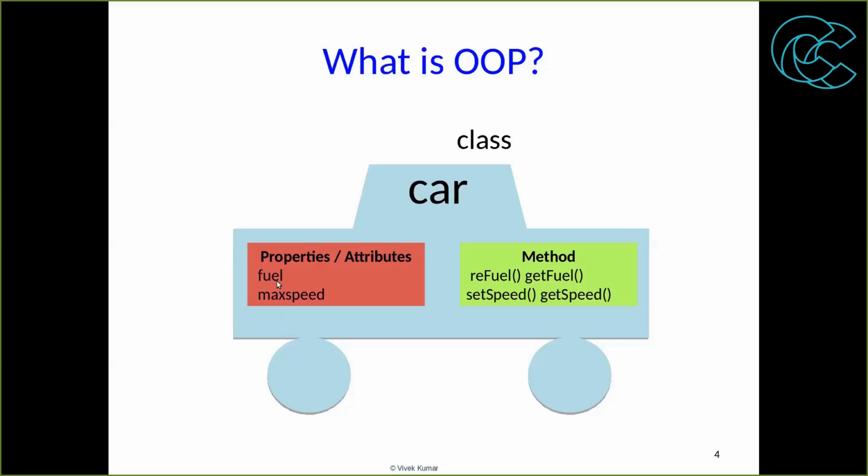This is also true here, right? When you travel, the fuel gets lower, and when you fill it up, the fuel increases. Max speed is always the same, but if you consider this as speed instead, then the speed also changes over time, right? The way to communicate with this particular object is through these methods. You can communicate through refuel, get fuel, set speed, and get speed, right? We'll learn about these get and set methods after a few slides, but this is one example of a class.